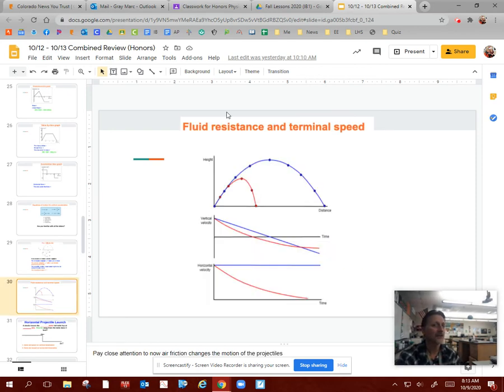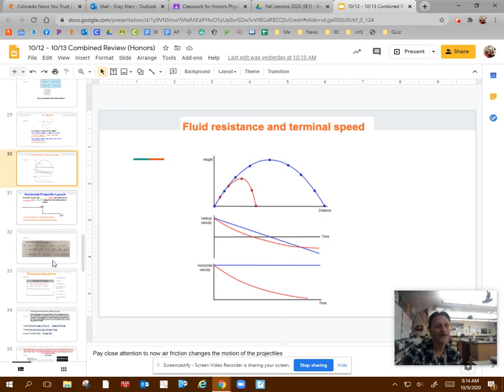Sometimes in our questions, you may have a question that asks you what would be the effect of friction on a parabola or on your projectile motion. Now, we don't do any math problems with friction and projectile motion. That gets very complicated. But when we look at these differences of position changes, vertical velocity, horizontal velocity, you can see how friction will actually have an effect on a projectile.